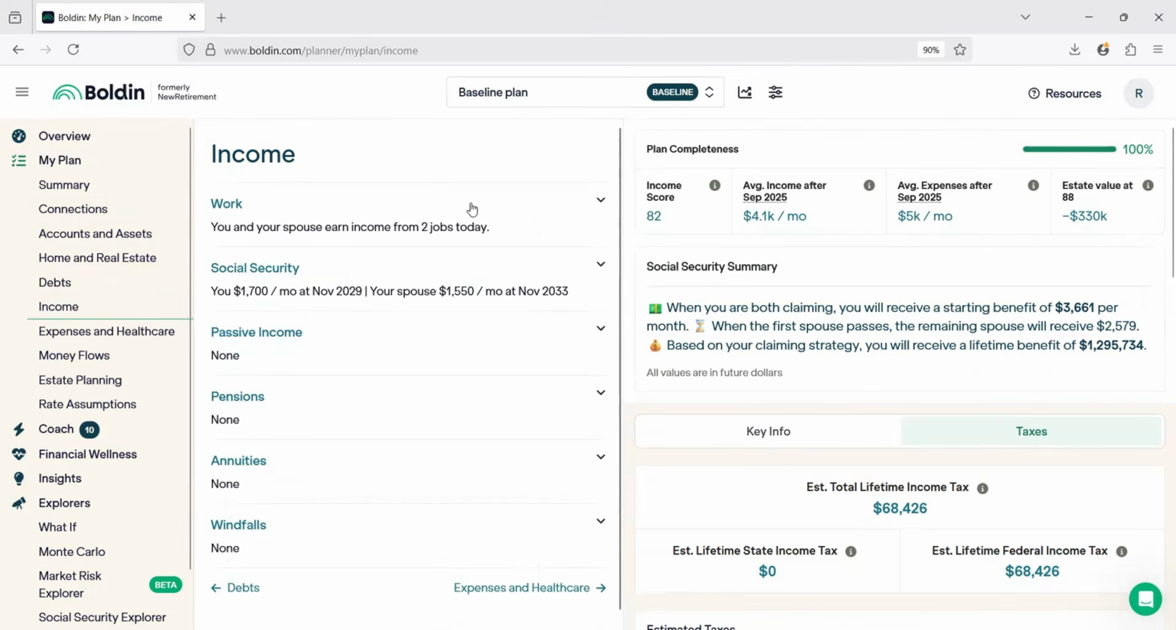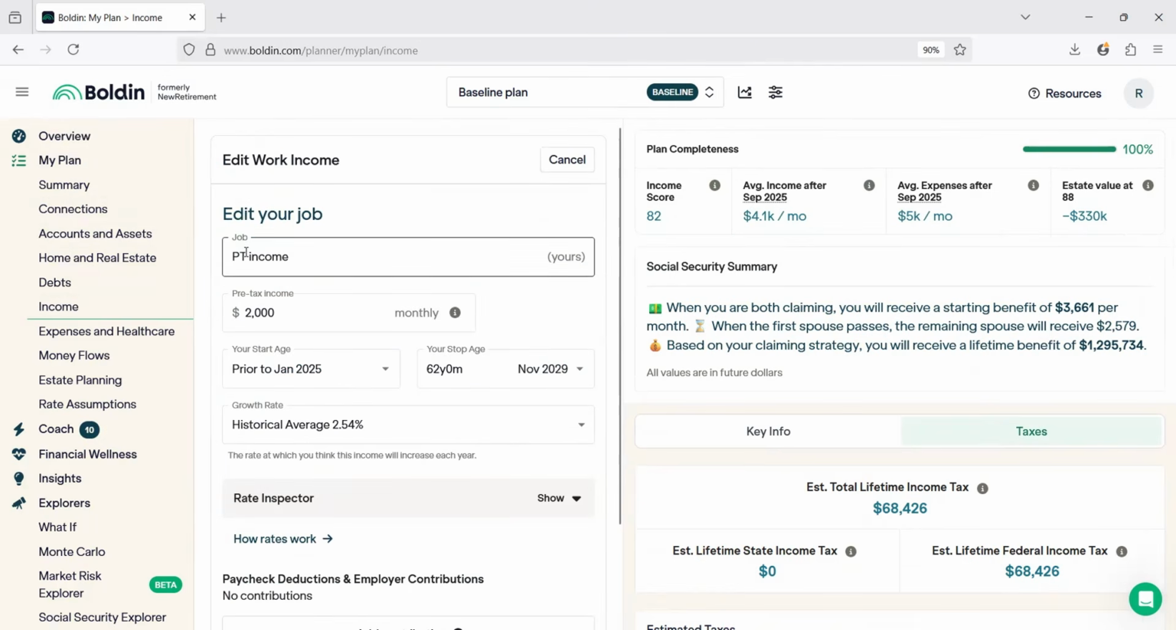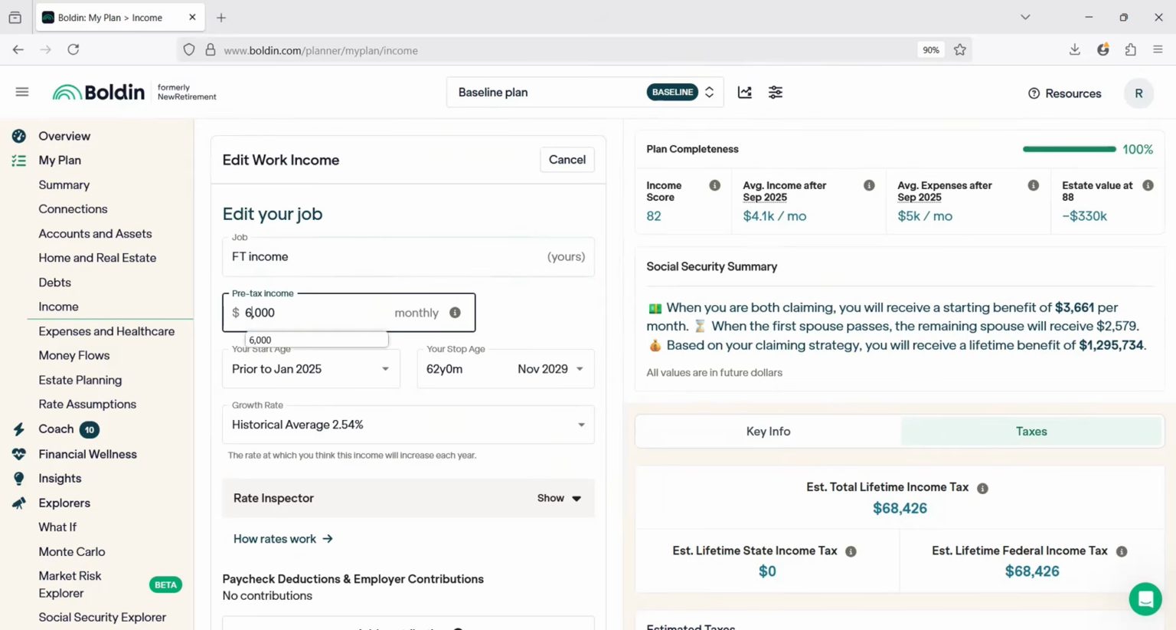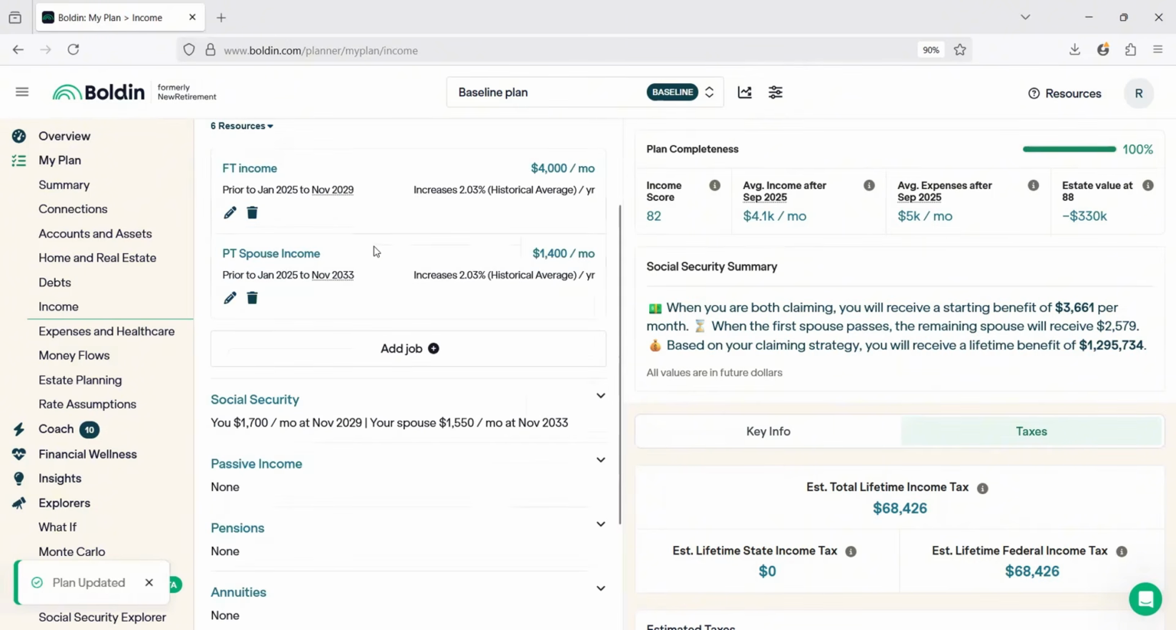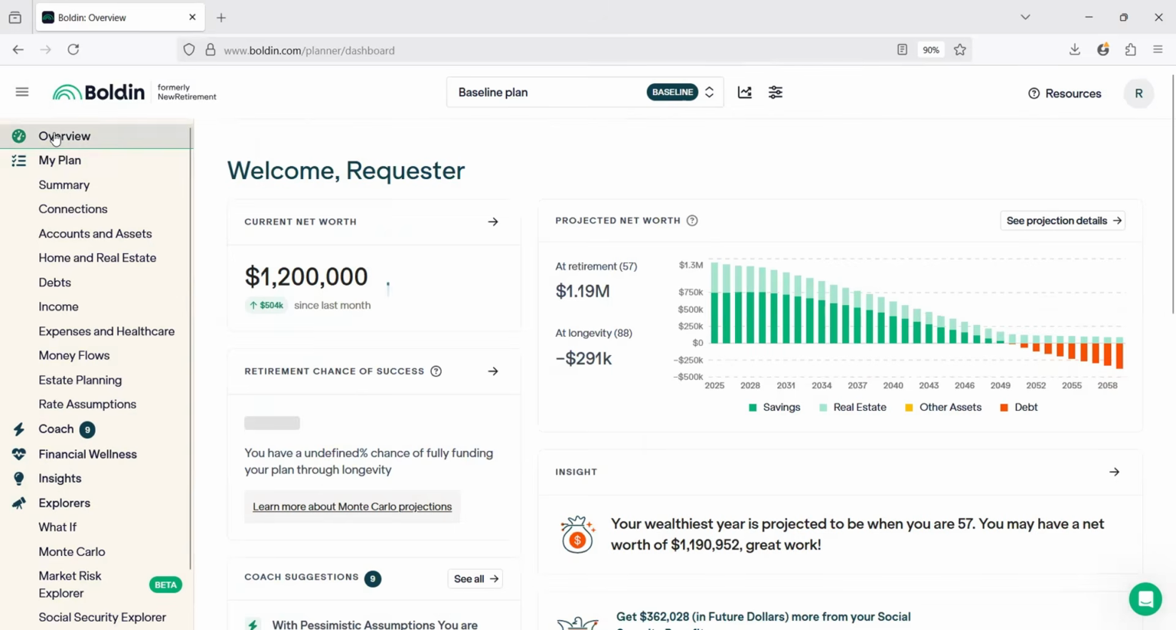Again, you can keep playing. Maybe you work a full-time income for 3 more years instead of trying to retire next year. Let's say your pre-tax income is, I don't know, $6,000 a month. Well, you know what? That's kind of high given what their expenses are. Let's just put it at $4,000 a month until 62 when you start collecting. And we're going to keep the spouse at part-time. Okay? Let's see what that does.